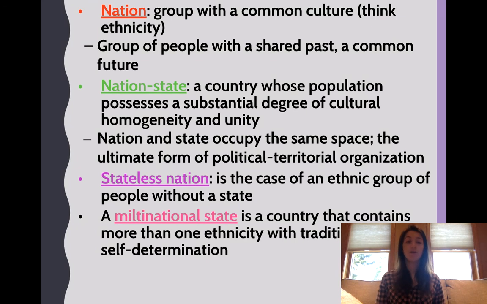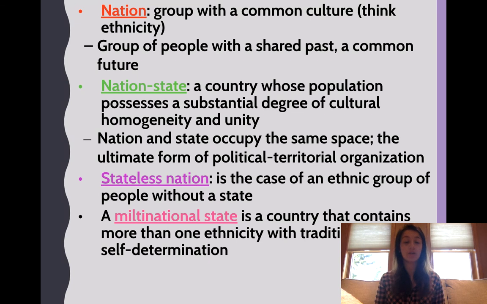Okay. So now if you continue to blend these words, it gets a little complicated also. So we have states, right? Those are independent political units that are organized by boundaries. We have nations, groups with a common culture. And if you put it together, we have common cultures living in boundaries, right? Well, in some cases, some nations, so some common cultures, don't actually have a state, a place with its own boundary. And those are called stateless nations. And it's a case of an ethnic group of people without a state.